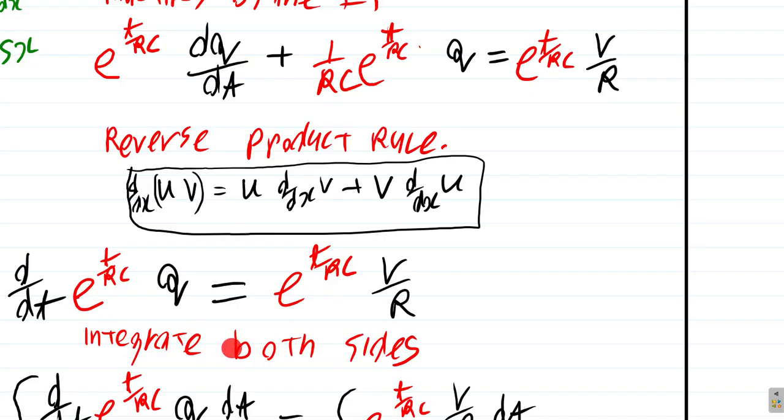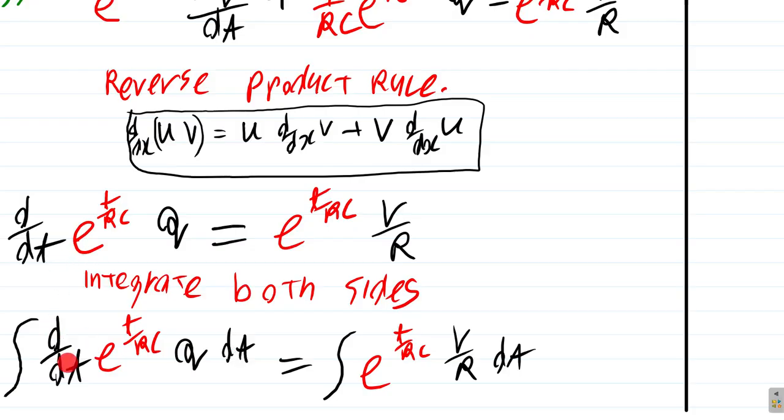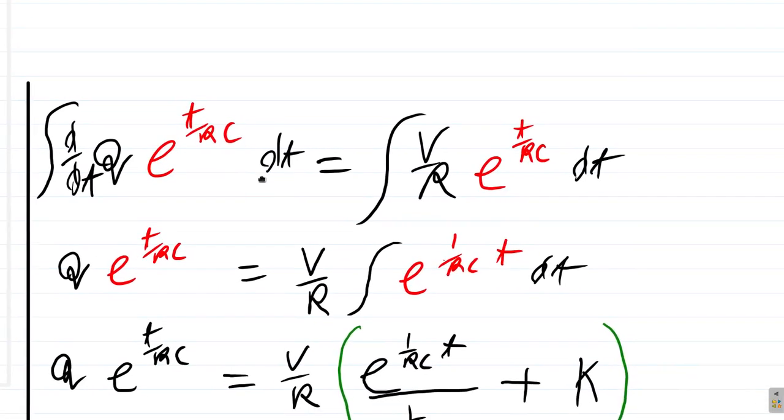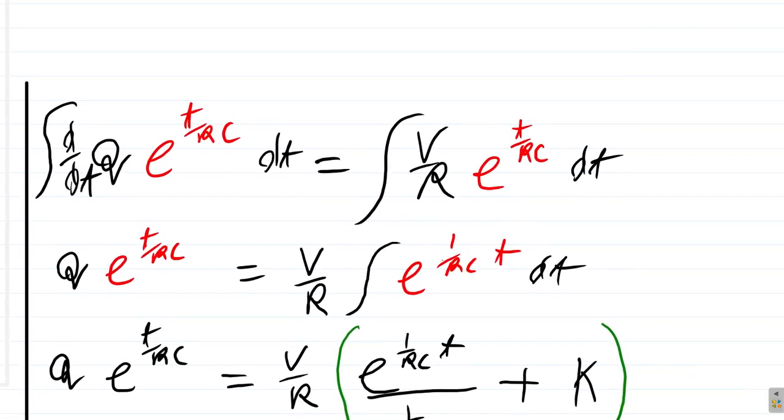Then we integrate both sides. The integral of the derivative with respect to t of e to the t over rc times q, dt, equals the integral of e to the t over rc times v over r, dt. Now we rewrote it here. It's the same thing. Integral of d by dt of q e to the t over rc, dt, equals the integral of v over r e to the t over rc, dt.